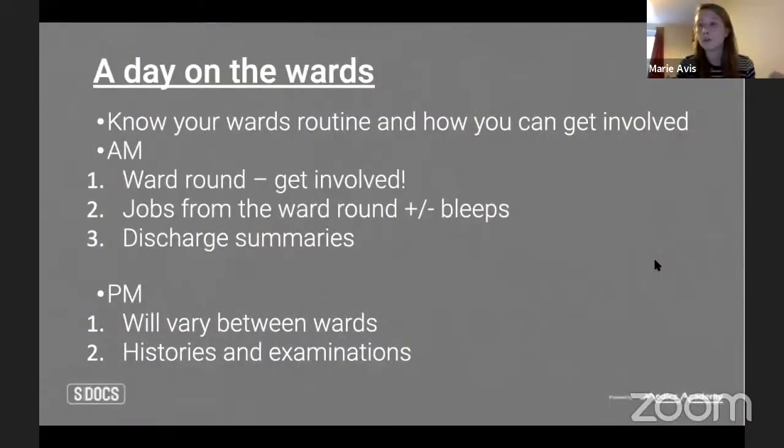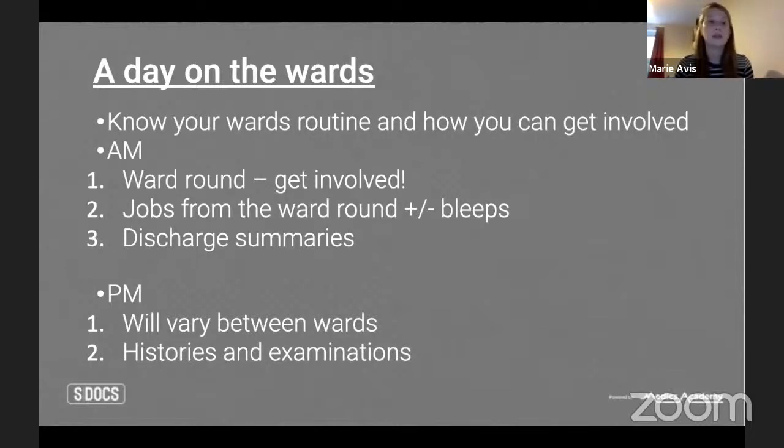So what I wanted to run through also is a day on the wards, because when I first went into placement, I hadn't had that much experience in hospitals, and I found it really daunting to know what was going on. So hopefully this will give you a little bit of an idea. I realised this one that I put on is quite medicine heavy, so this is more like a medical day, but the most important thing is to get to know your own ward's routine. So even just ask someone, what happens in the afternoons? What can I get involved in? What time does the ward round start? And ask how you can be involved.